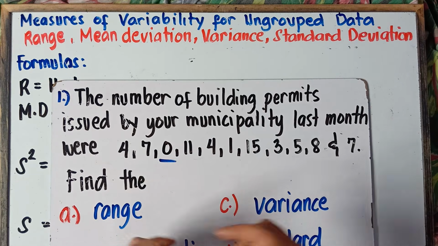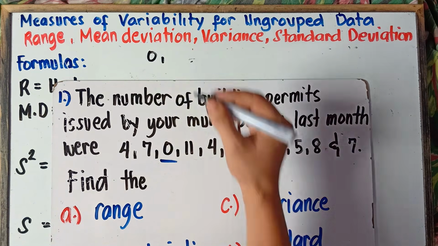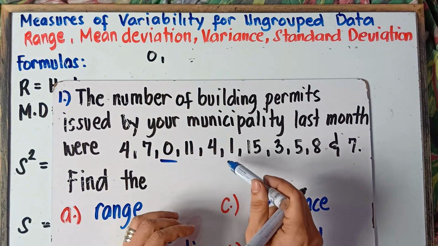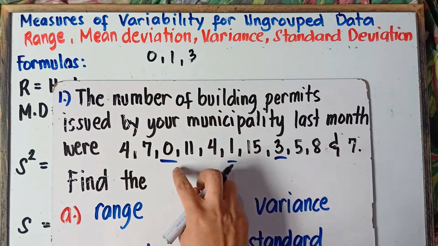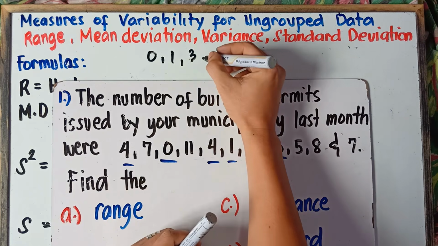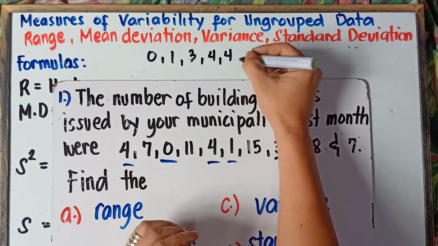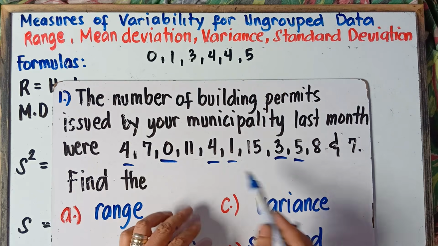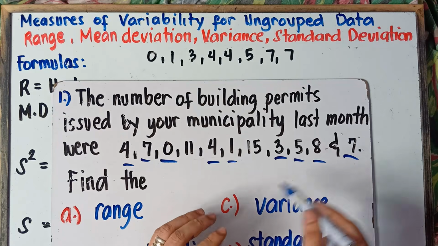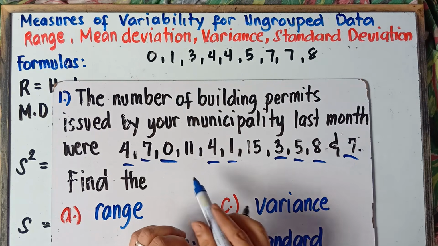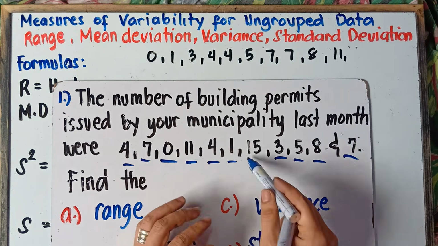So smallest sample, we have 0. Alright, and then we have 1. We have 3. Alright, let's do it step by step. Do we have another 3? Nope. We have 4. We have 2 4s. Alright, 4 and then 4. We have 5. How many 5s? Only one 5, yep. All right, and then we have 7. We have 2 7s, 7 and then 7. We have 8. Another 8? Nope. We have 11, and then the last number is 15.